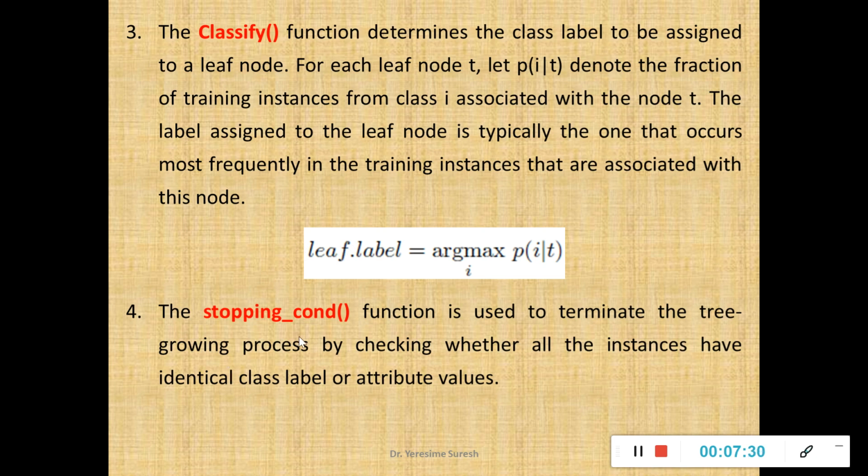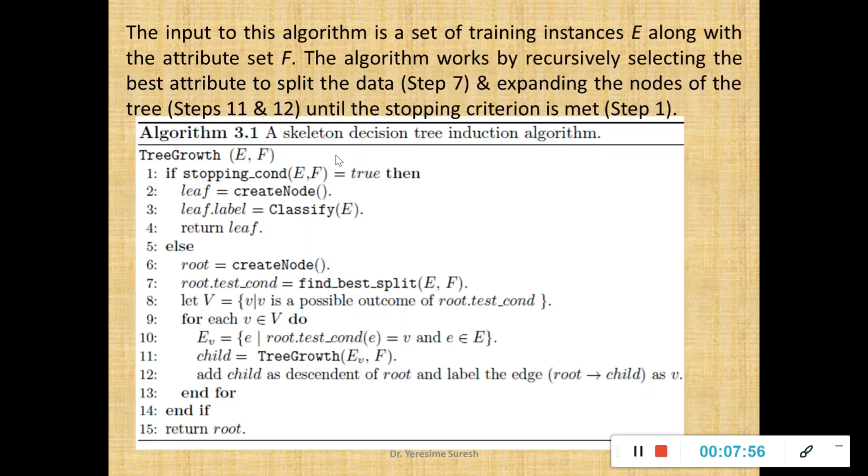And at the last we have the stopping condition, the stopping criteria. The function is used to terminate the tree growing process by checking whether all the instances have identical class labels or attribute values. That's what I'm saying. If all are having yes or all are having no, that will be my stopping criteria. Or I have traversed all the instances, by checking whether all the instances have been traversed or not. This is your skeleton of the decision tree induction algorithm.